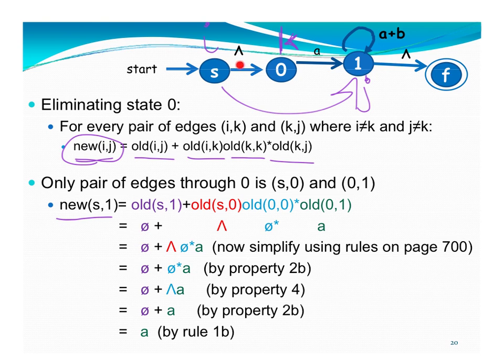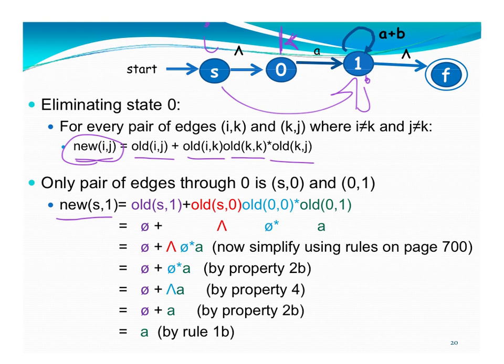The old s to 0 was a lambda, so you can see here I translated this old s to 0 as a lambda. The old 0 to 0, well, there is no loop from 0 to 0, so that's the empty set, but we have to star it, so that'll be the empty set starred. And the old path from 0 to 1 had an A on it, so we copied that down. And now we have the empty set plus lambda times the empty set starred times A.